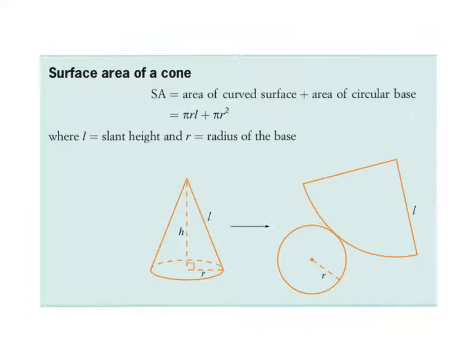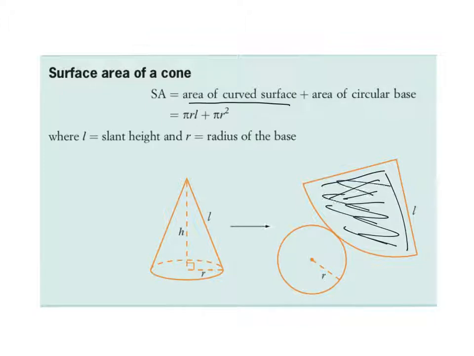Okay, surface area of a cone. As you can see, the surface area is the area of the curved surface, which is this section here, as if you've got a quarter circle that then gets folded around, and the area of the circular base, which of course is this bit here. And when those two get put together, you end up with a cone.